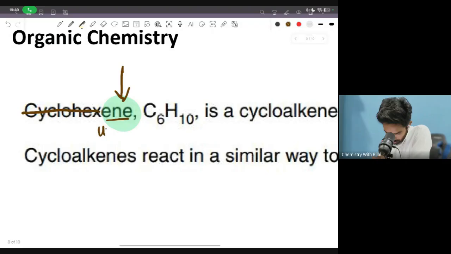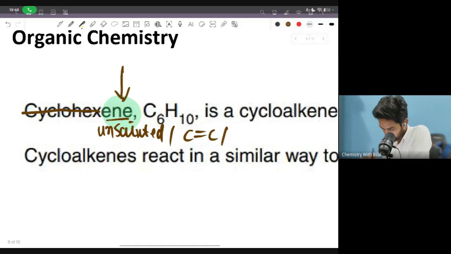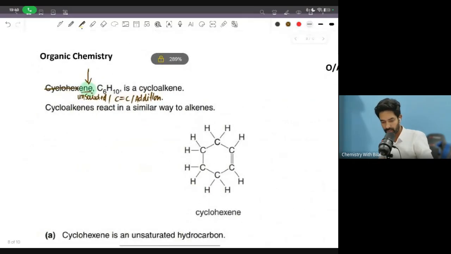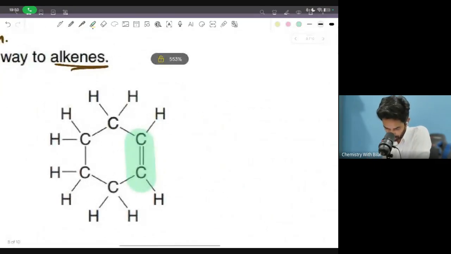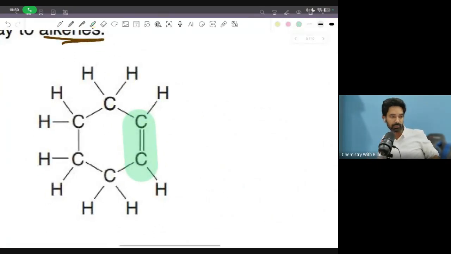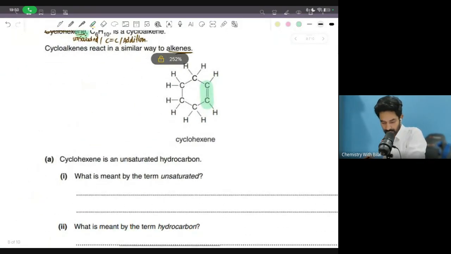Ene is unsaturated. Ene is one that has a double bond, and ene always gives an addition reaction. This is what we know about ene, any alkene. Since it has ene at the end, it is unsaturated and has a double bond. It reacts similar to alkenes. It should react because it has a double bond. Can you see a double bond here? It has a double bond, so it should react like alkenes. It is an alkene. Cyclohexene is an unsaturated hydrocarbon. Thank you.